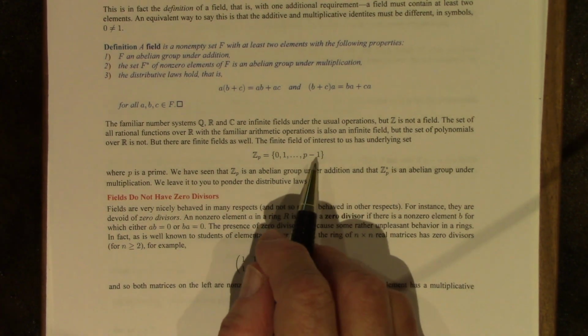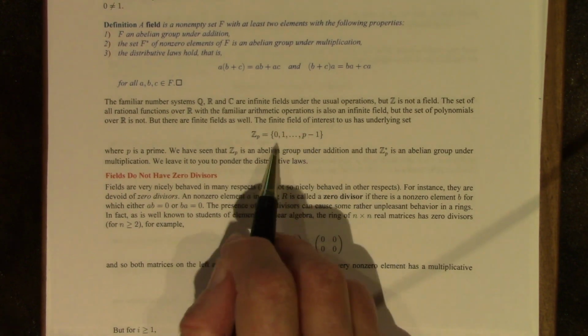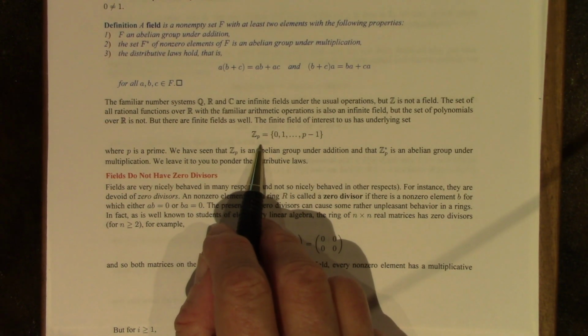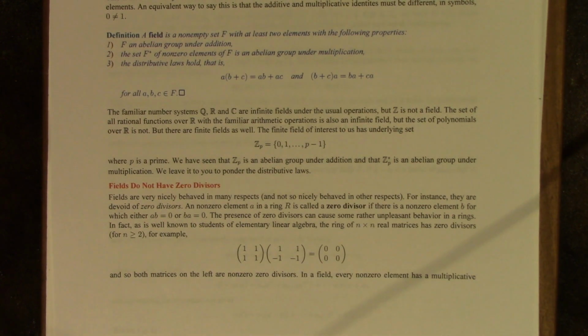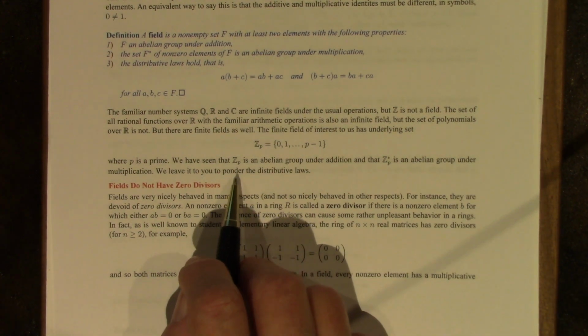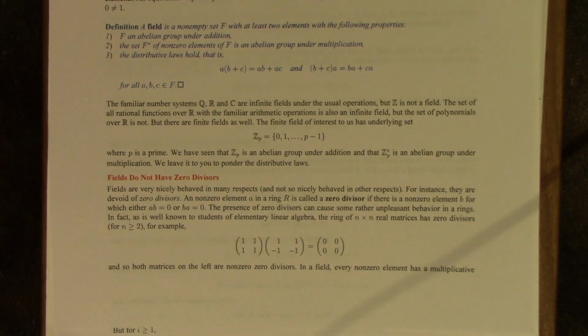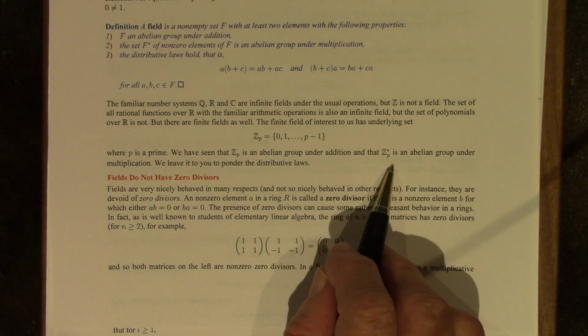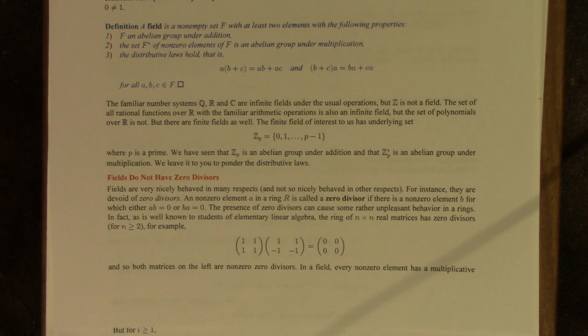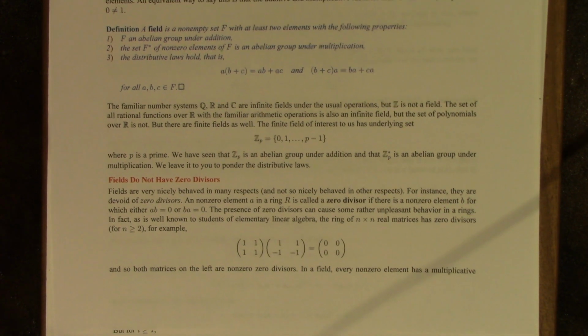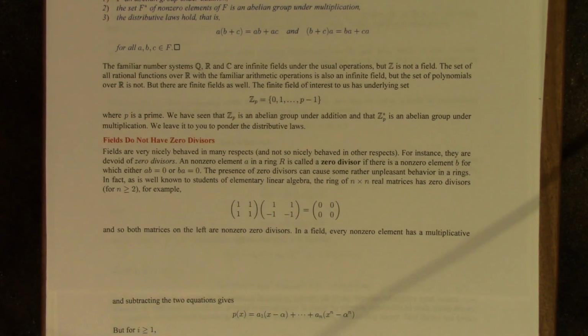The finite field that's of interest to us here is Zp, where p is prime, because we're trying to show Zp star is in fact a cyclic group. We have seen that Zp is an abelian group under addition, and we've also seen that Zp star is an abelian group under multiplication, and I'll leave the distributive law for you. So Zp is a field when p is prime.